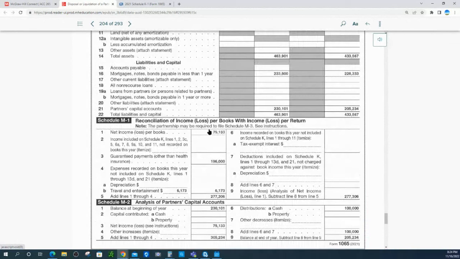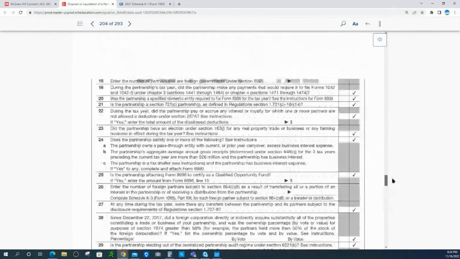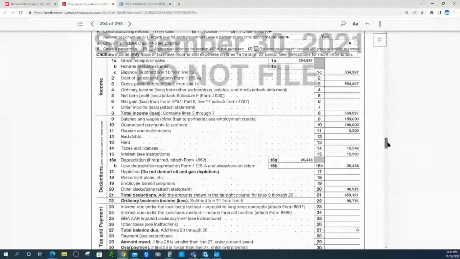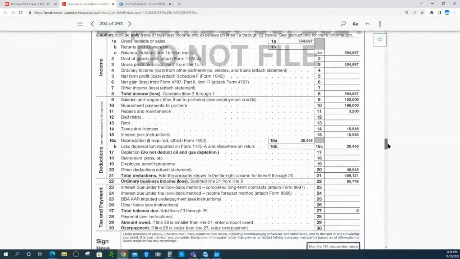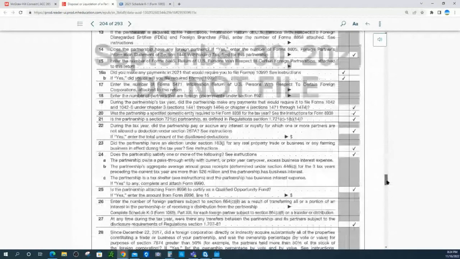This is the adjustments. Net income per books, guaranteed payments, travel and entertainment. This is 1/2 of that, 277,306. So income or loss, let's see, 277, is that what we got? That was 95. Where did they get the 277? Interesting. I don't think they did their M1 right.